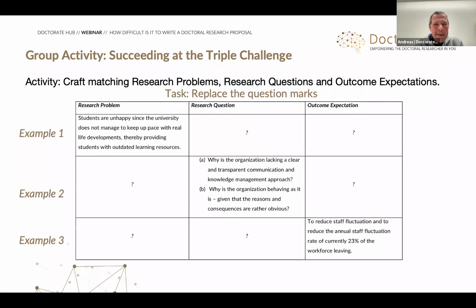Jack, the outcome expectation is? Sorry, I can't even hear you. I see which one you're looking at. The third example. So the outcome expectation is to reduce staff fluctuation, the annual fluctuation rate of currently 23%, to 3%. What could be a research question to that case? And what could be a research problem? Anyone?